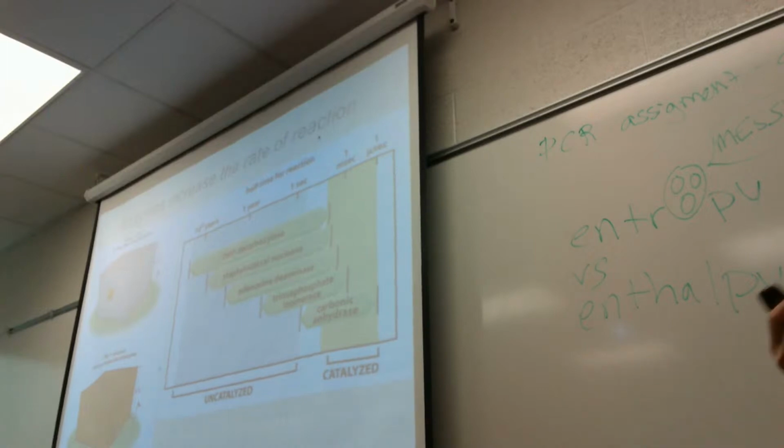If at first we were unable to control reactions and we needed to depend on them happening spontaneously or randomly, and then we got enzymes, even if they were inefficient, they're much better than just relying on chance.